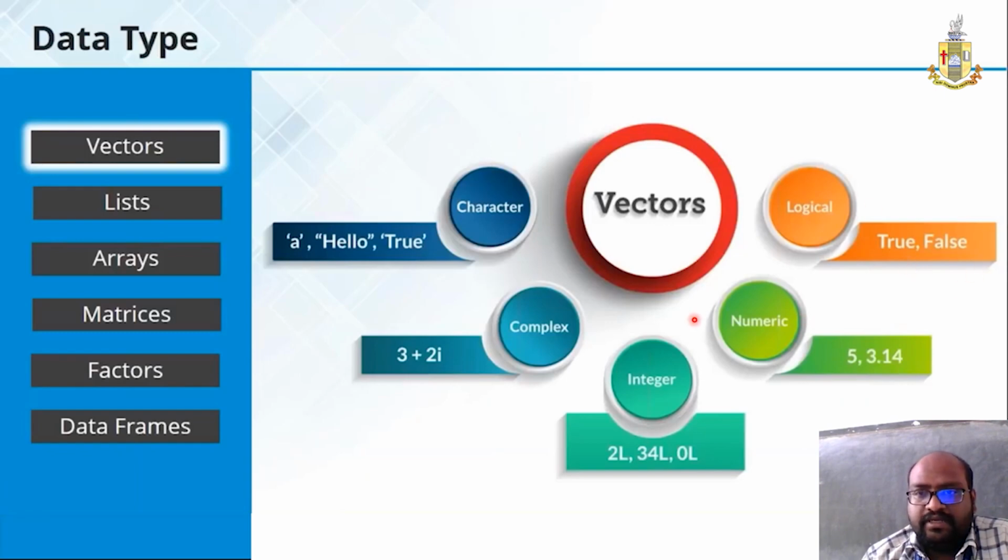True or false. Numerical terms; numerical means the numbers, like 5, 3.14, and it will go on. Integers should be declared as 2L, 34L, 0L. If you mention this L with a numeric, then it is automatically understood that it is an integer. Likewise complex numbers, a real number plus an imaginary term, which gives a complex number. And whatever you give in between quotes, it will be understood as a character.